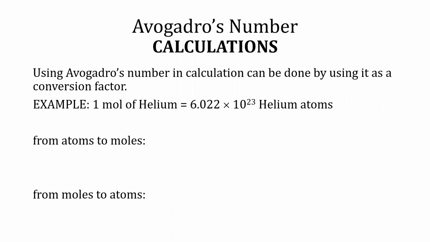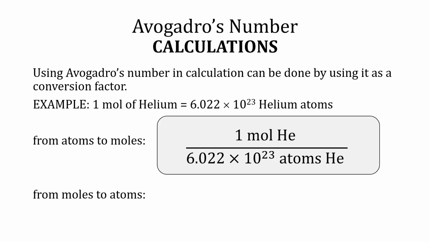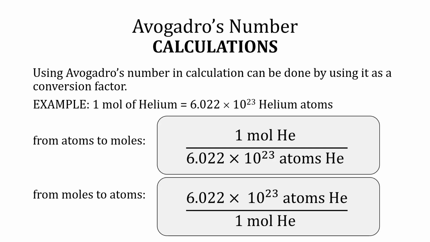Using Avogadro's number in calculation can be done by using it as a conversion factor. An example is 1 mole of helium equals 6.022 times 10 to the 23 helium atoms. If one wants to go from atoms to moles, it is 1 mole of He per 6.022 times 10 to the 23 helium atoms. If one wants to go from moles to atoms, it is 6.022 times 10 to the 23 helium atoms per 1 mole of He.